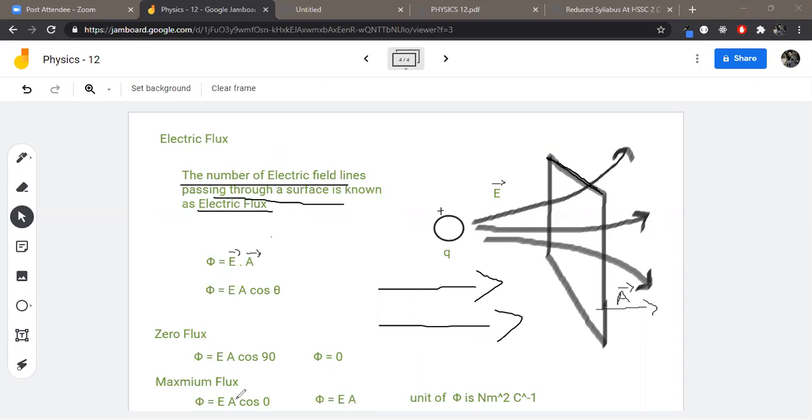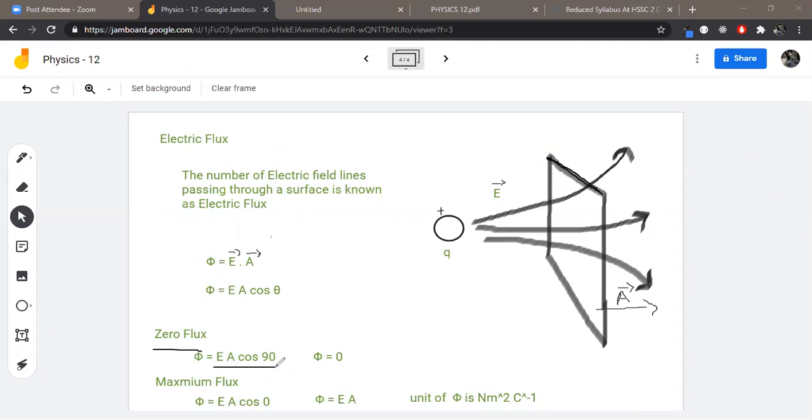Once we place angle 0 in our equation, cos of 0 is 1, so we'll get the maximum flux. So when the direction of the electric field and the direction of the area vector are the same, we get the maximum flux. In any other scenario, the flux will be less or it can be 0. We get 0 flux when the angle between the electric field and the area vector is 90 degrees.